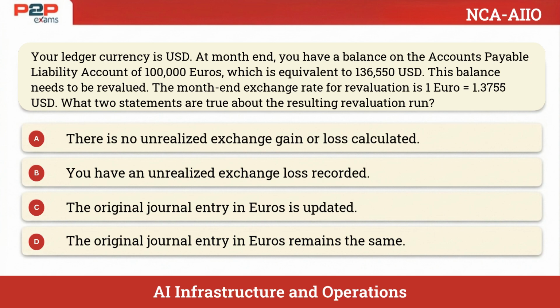A. There is no unrealized exchange gain or loss calculated. B. You have an unrealized exchange loss recorded. C. The original journal entry in euros is updated. D. The original journal entry in euros remains the same. Take 5 seconds to think before answering.